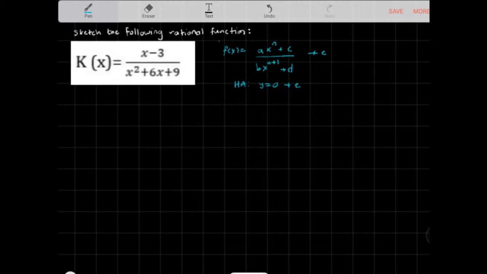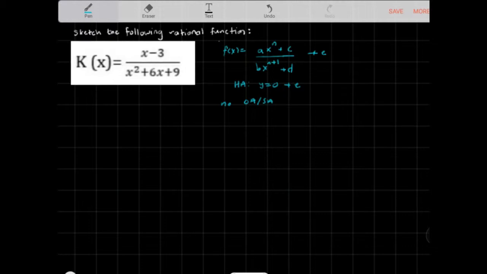Beyond that, there is no slant asymptote or oblique asymptote, whatever you want to call it. And we look at the vertical asymptotes the same way, by looking at the restrictions on the domain. So there's nothing too difficult here. However, there are a few exceptions when we're looking at rational functions where the degree is 1 higher.